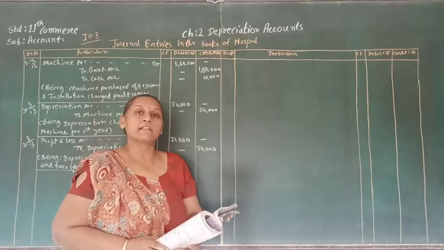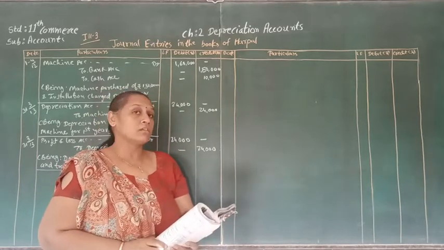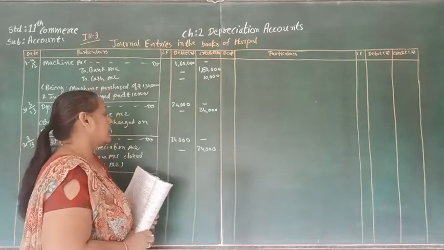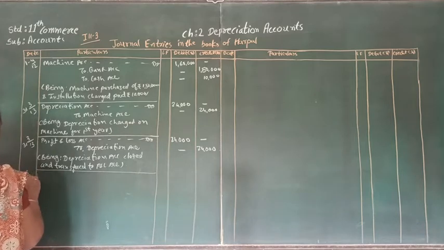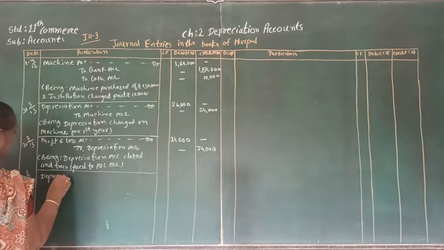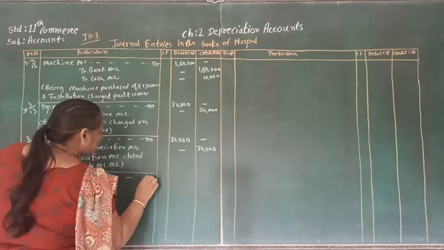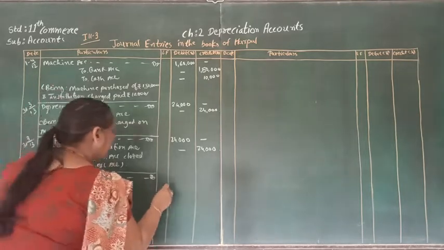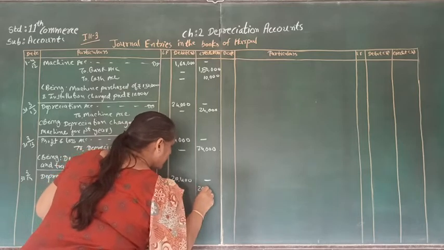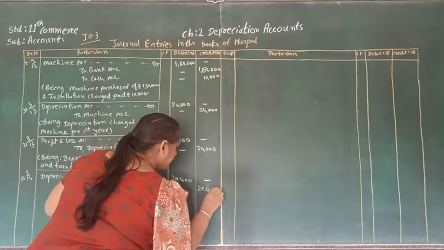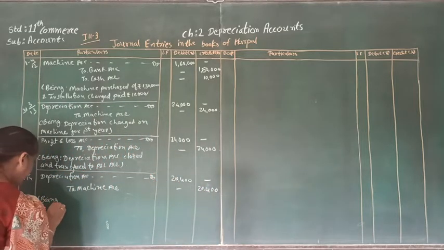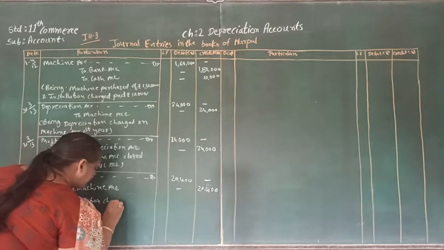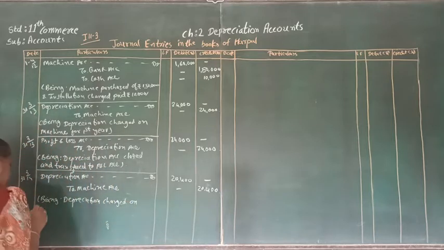Now we have to pass the journal entry at the end of the second year, and for that we have to deduct the cost price of the machine that we already did in the working note. Let's see that. So here 31/3/14, and here depreciation account debit to machine account, and here the amount will be 20,400 according to the working note. Being depreciation is charged. Depreciation charge on machine for second year.